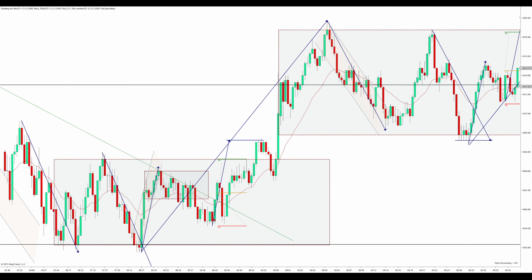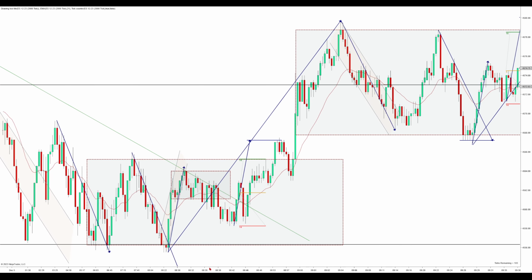Now, it didn't get too choppy. I was worried if it continues sideways for too long, I wouldn't be able to get anything, but it was just one spike up, one spike back down, and then hold back or close back above the EMA. So this was a perfect area for reversal.